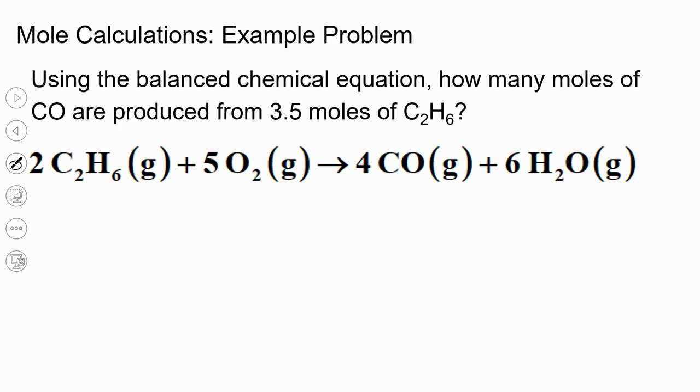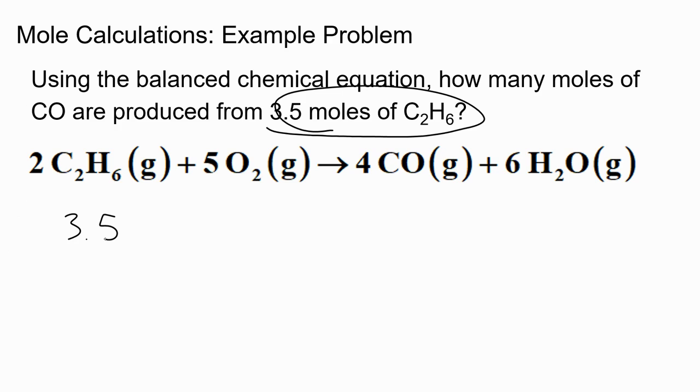So this one says, using the balanced chemical equation, how many moles of CO are produced from 3.5 moles of C2H6? So what we're going to do is we just take the number that we start with. We are given, this is our given value. In our conversion problems, in chapter 5 especially, we just start with our given value. So I have 3.5 moles of C2H6.